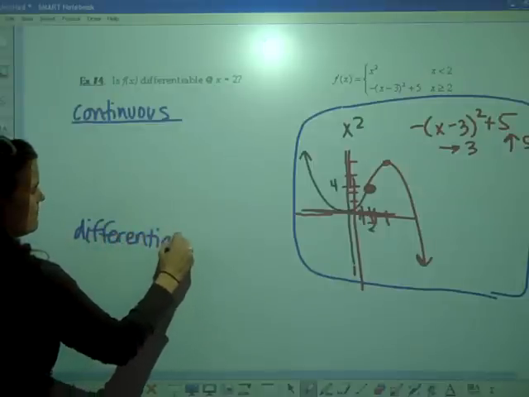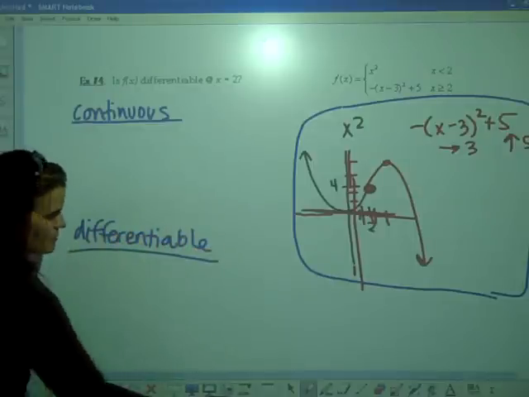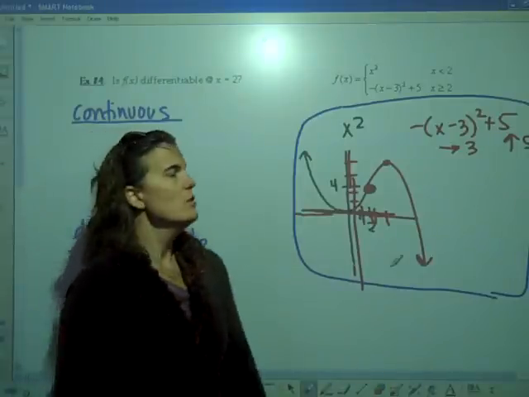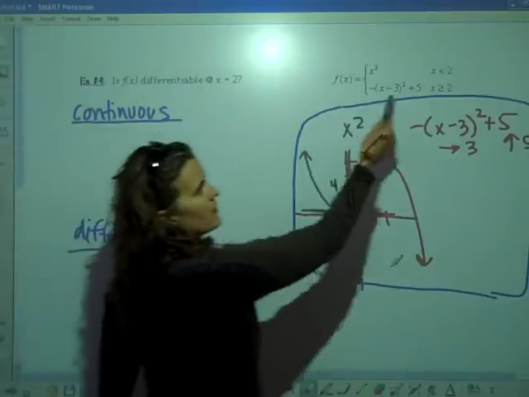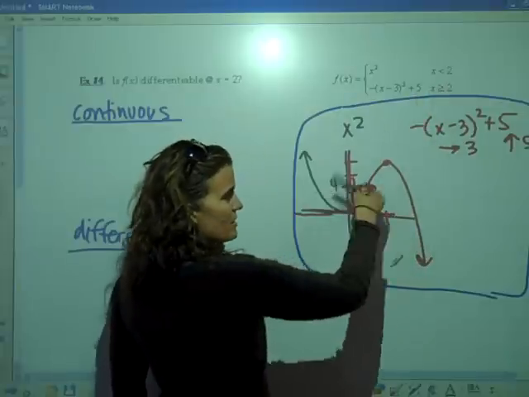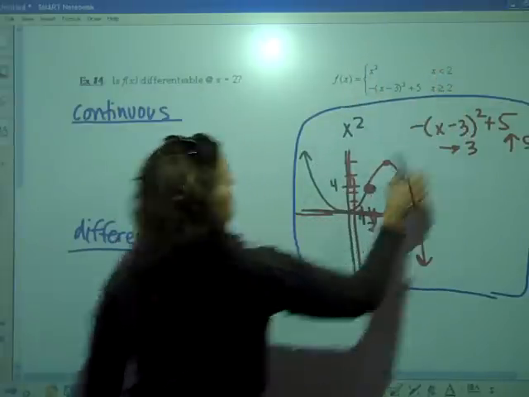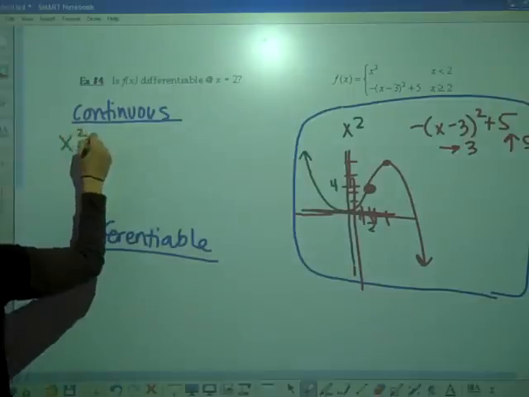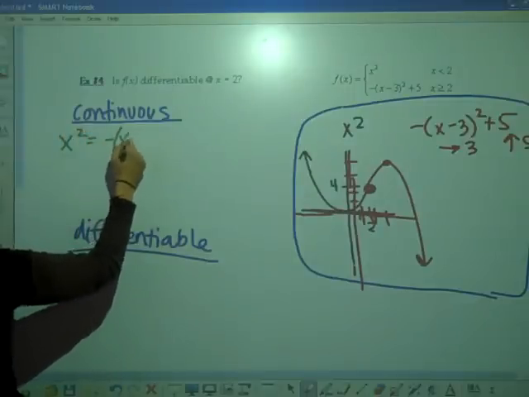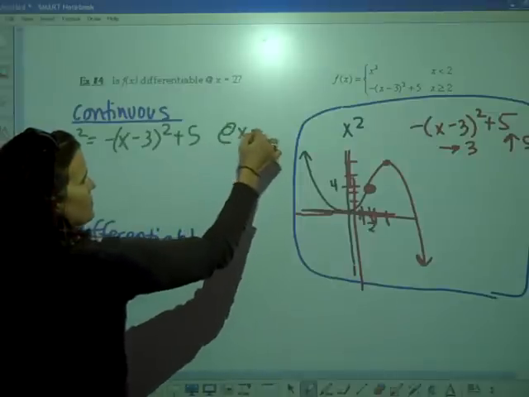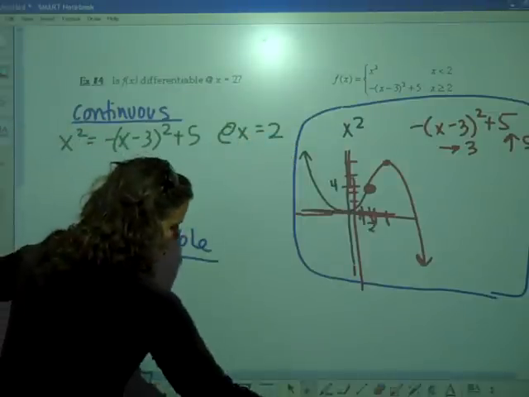So the rules will be this continuous equation we already did back in chapter 2 or chapter 3, whenever we would set the 2 branches equal at the rule change. So in order for these to meet up perfectly, I know that this guy has to equal that guy at x equals 2. So I know that x squared would have had to have equaled negative (x minus 3) quantity squared plus 5 at x equals 2. Because that's where the rule changed.